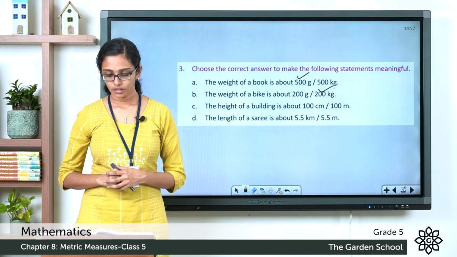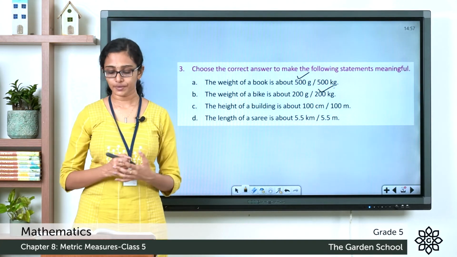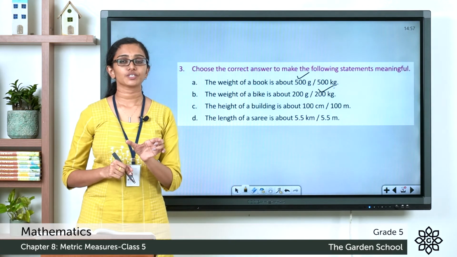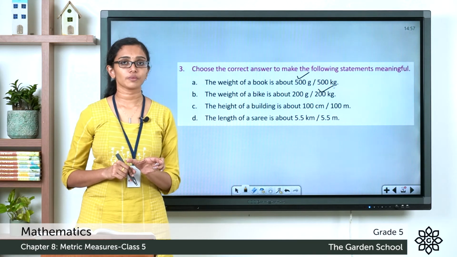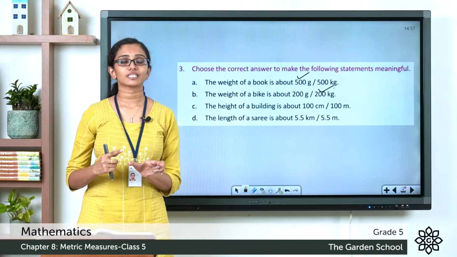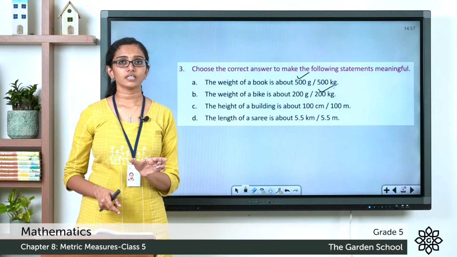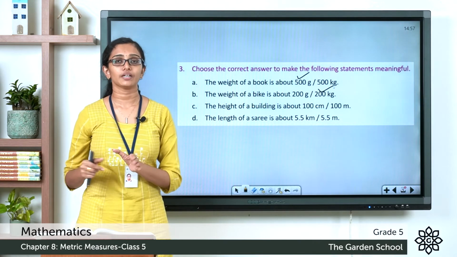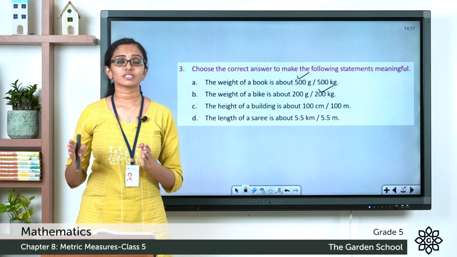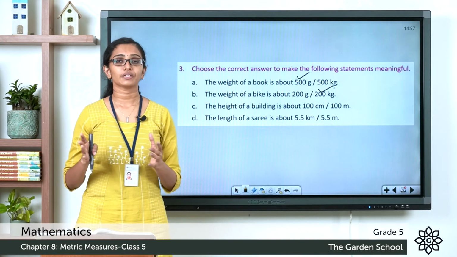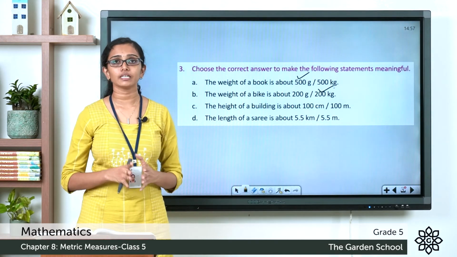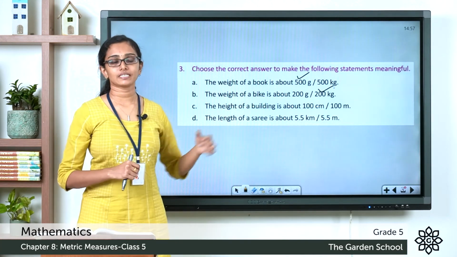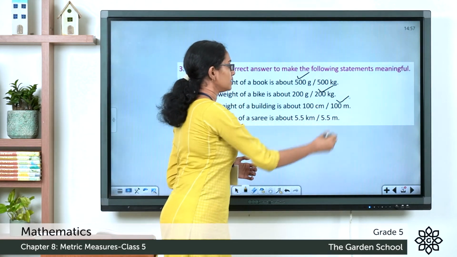Now, C. The height of a building is about 100 centimeters or 100 meter. Take your ruler. Can you measure 10 centimeters on it? You see that measurement, 10 centimeters? Imagine that gets multiplied by 10. So there is 10 centimeter 10 times. So 10 into 10, it would be 100. So do you think that much is the height of a building? That would be 100 centimeter. Do you think it would be the height of a building? Definitely no. So the height of a building is about 100 meter. Yeah? So let's take that one.